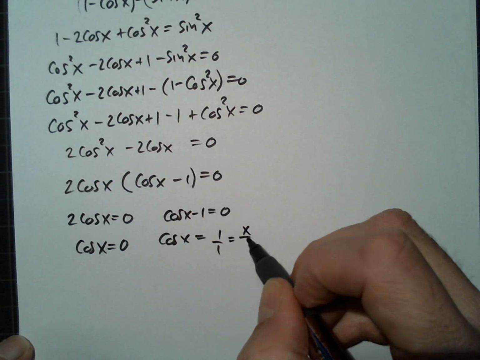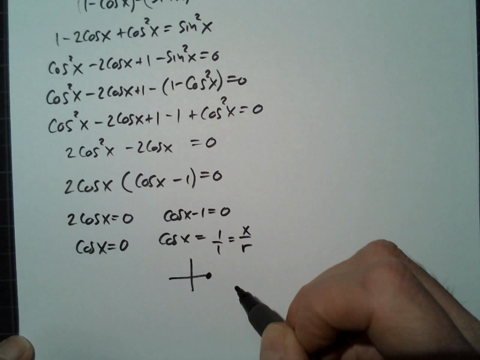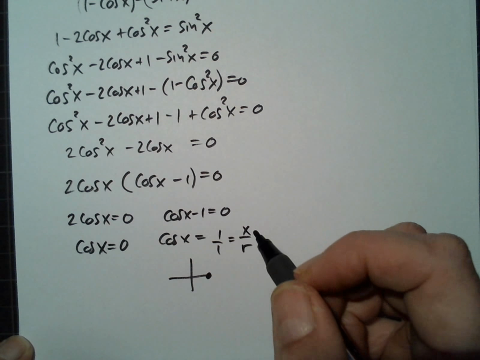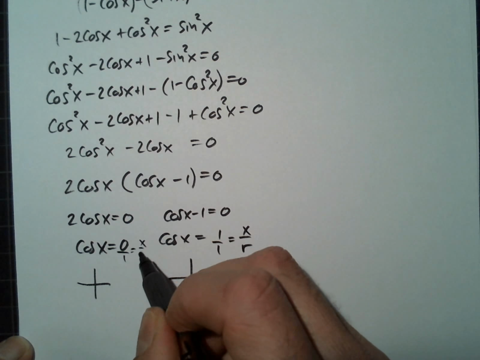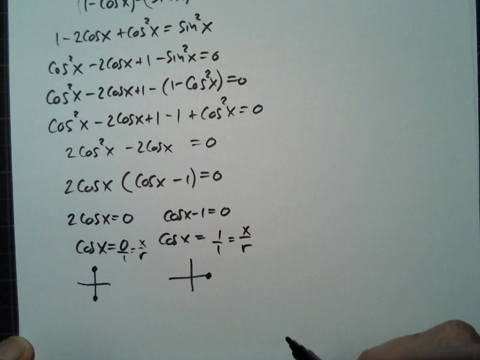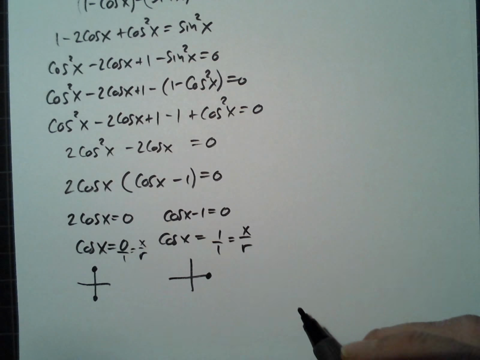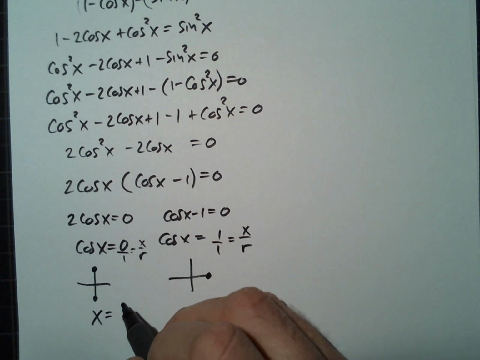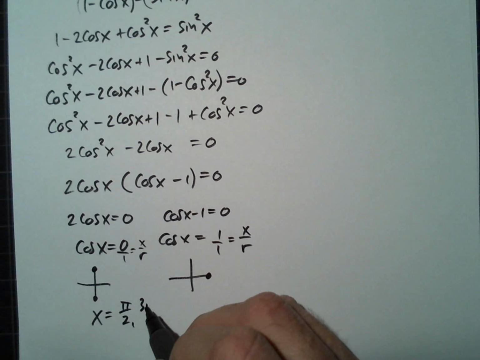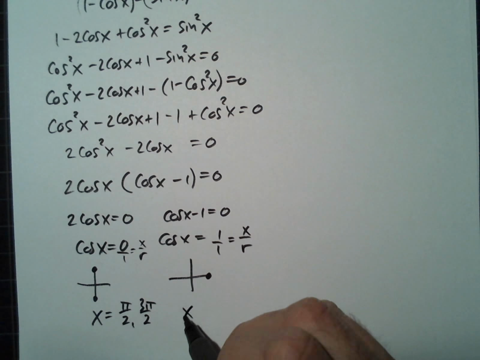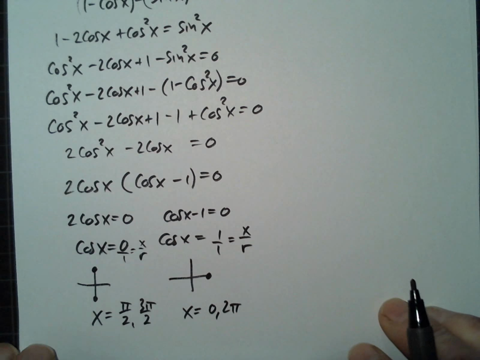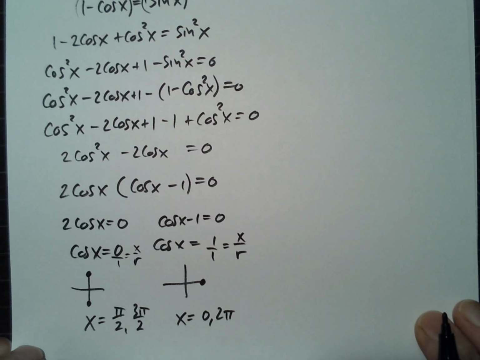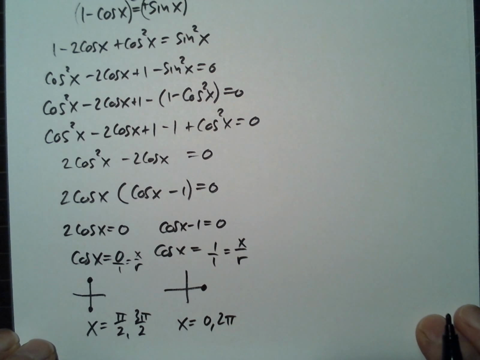And that's x over r. X is positive right there. And when cosine is 0, that's x over r, which would put us there and there. So we have x equals pi over 2, 3 pi over 2, and over here we have x equals 0 or 2 pi. But we have to be careful. Some of them may be extraneous.